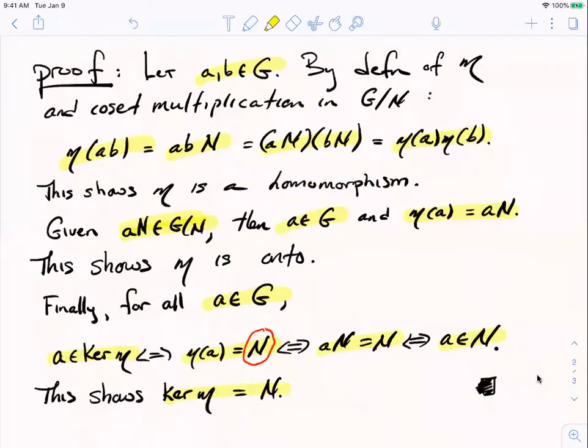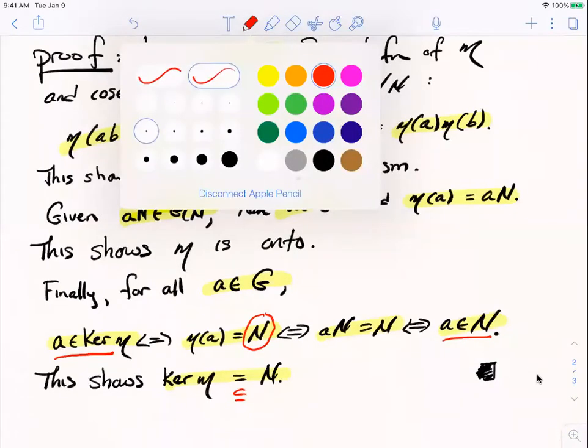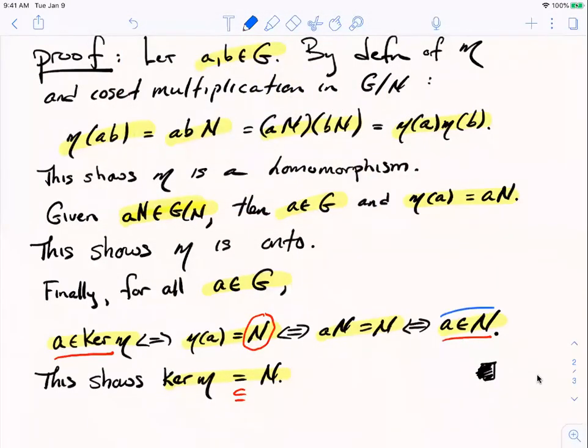If you take an element in the kernel, then it belongs to N. So that's that subset inclusion. And then conversely, if you choose an element in N, the other implications show that it's in the kernel. So we get the other subset inclusion. All right, and those two subset inclusions together mean that those things are equal.